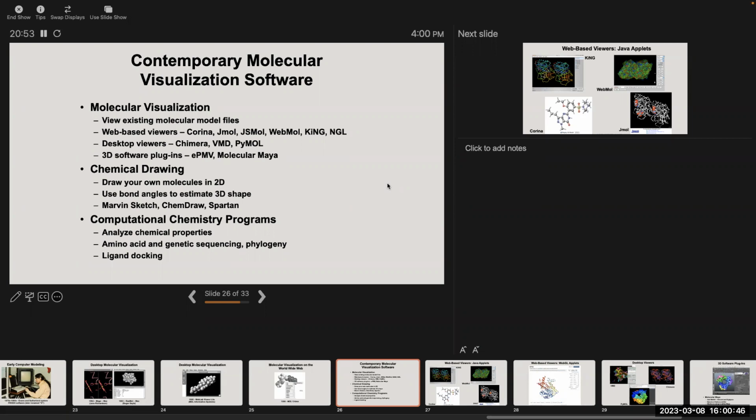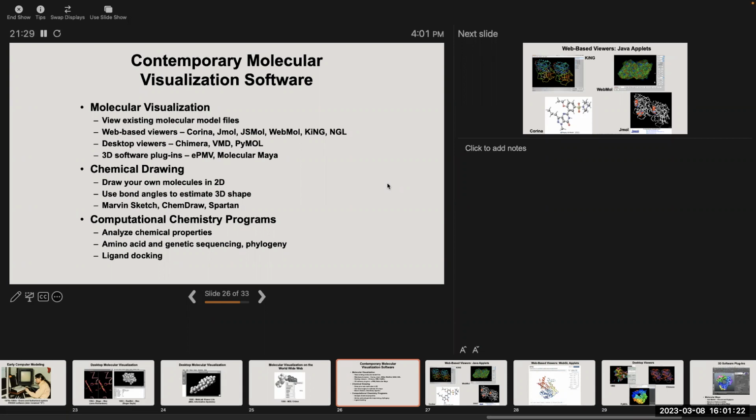There's another group of programs that are called chemical drawing programs, where you can actually draw your own molecule. It'll allow you to draw rings and bonds and put elements in. You can draw your own molecule in 2 dimensions, and then the program will automatically calculate the bond angles to create a 3-dimensional representation of that molecule, and then let you export it in various 3D formats that you could then bring into your favorite 3D modeling software.